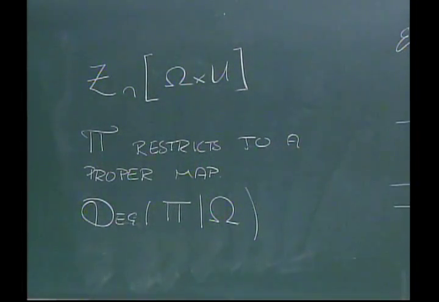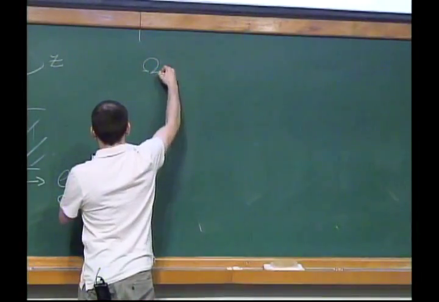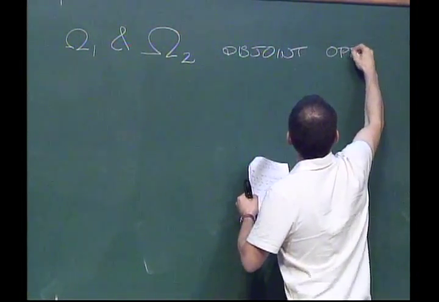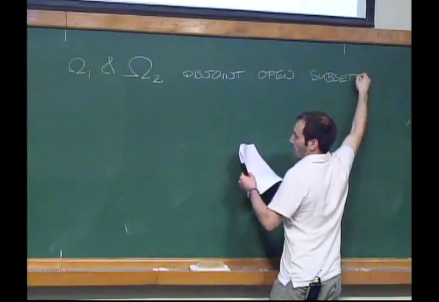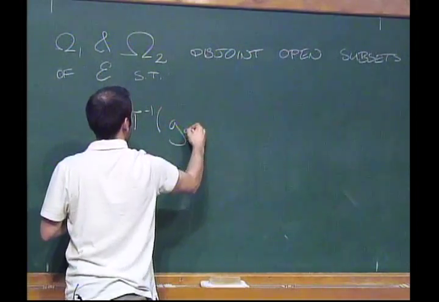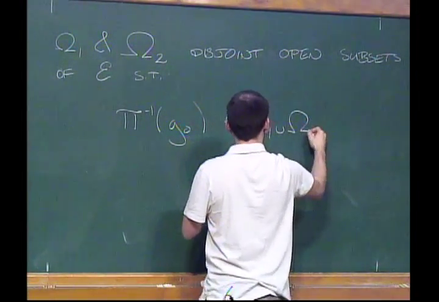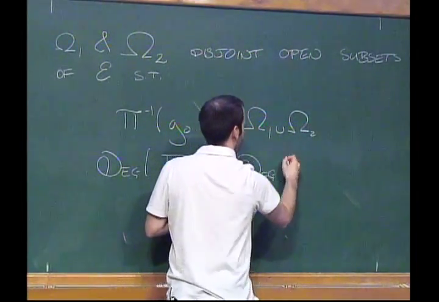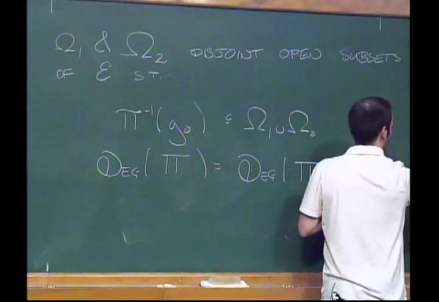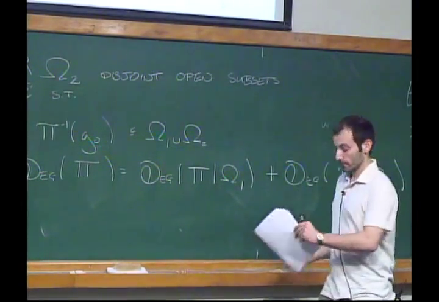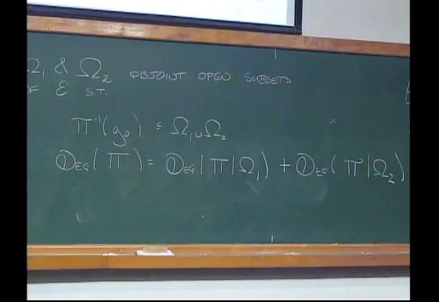And it's fairly easy to see that if omega 1 and omega 2 are disjoint, open subsets of E, such that the inverse image of G0 is contained in the union of omega 1 with omega 2, it's not difficult to see that the degree of this projection pi is equal to the local degree of pi over omega 1 plus the local degree of pi over omega 2. So, now using local degrees, we can conclude.